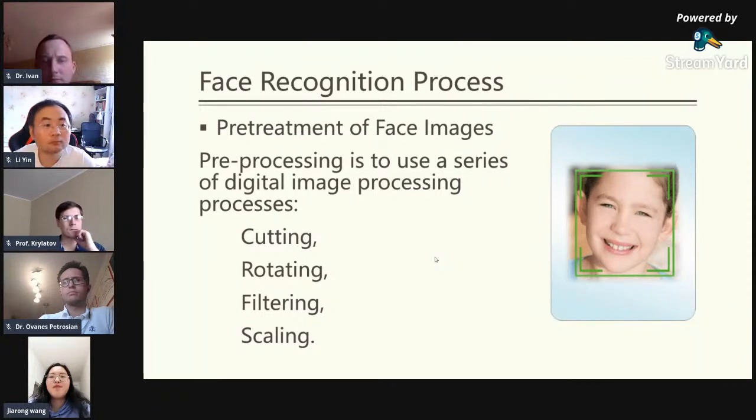About face image pre-processing, the face recognition system runs through the camera. The collected face photo will usually have a non-ideal image effect due to equipment, environment, and other factors. Pre-processing uses a series of digital image processing steps such as cutting, rotating, flattening, scaling, and so on to adjust the collected image to the requirements of the system. The effect will directly affect the final recognition accuracy.